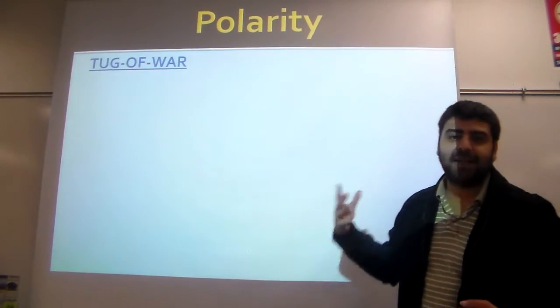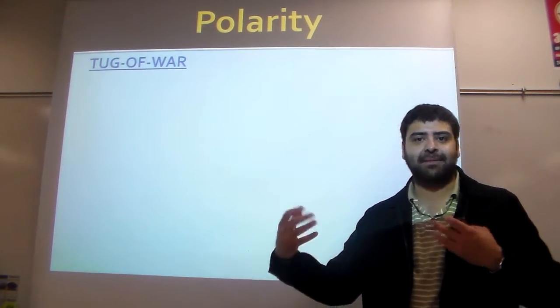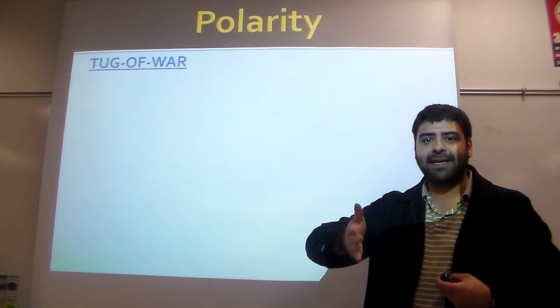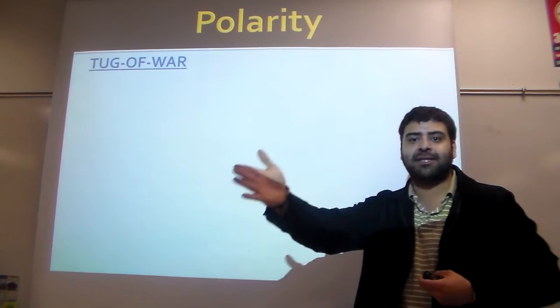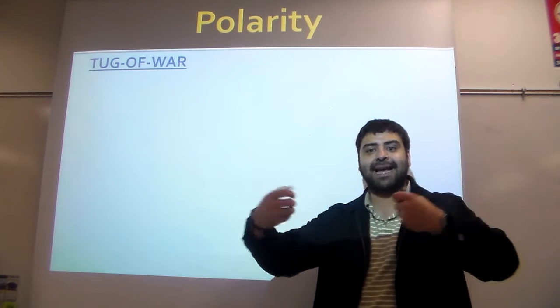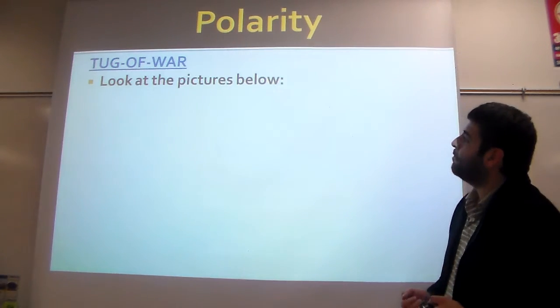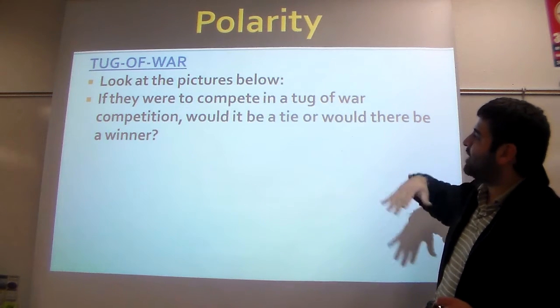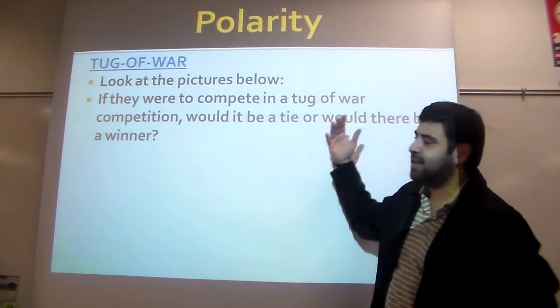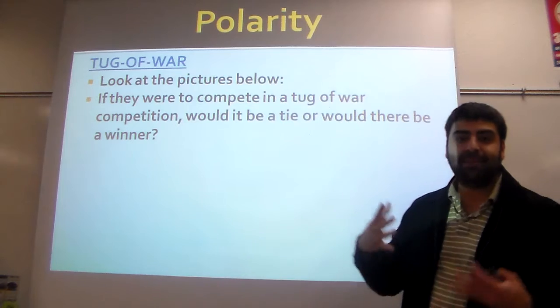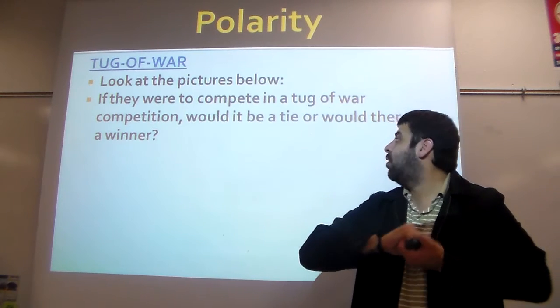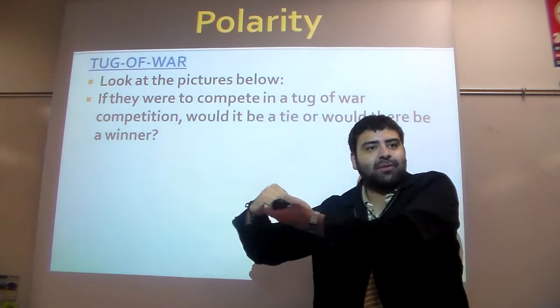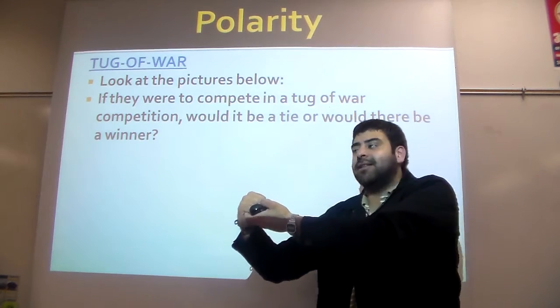So think of this as a tug of war game, right? 2 teams, 1 rope, 1 midline. You're trying to see which way it skews to. Who's the stronger team that could take more of that rope? So you're going to look at these pictures and ask yourself, if they were to compete in a competition of tug of war, would it be a tie? Or would there be a clear winner of someone pulling it away from the other group?